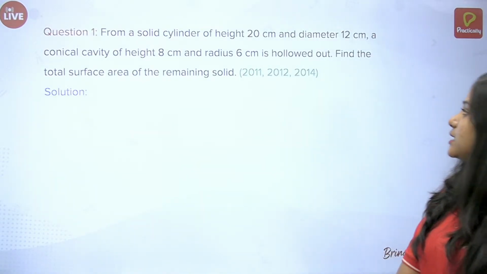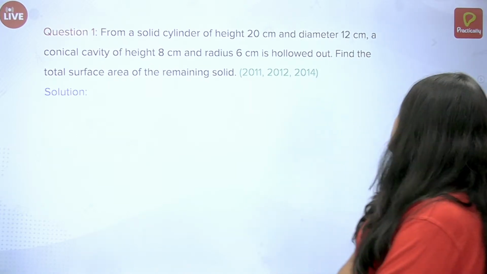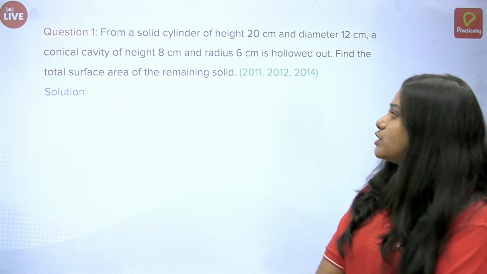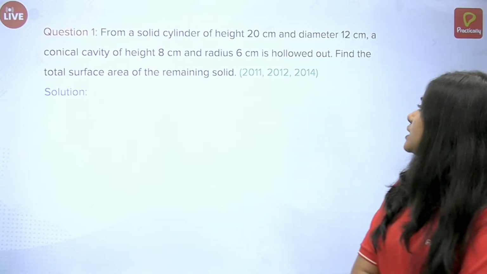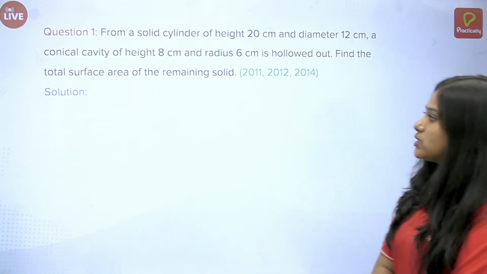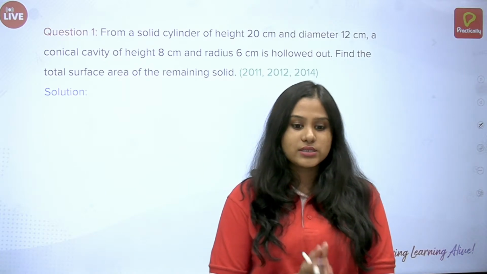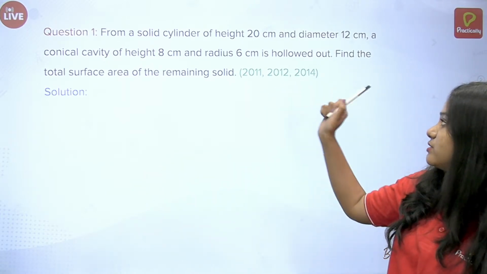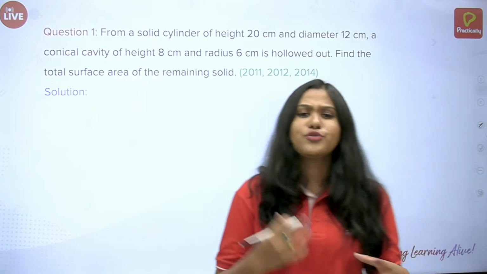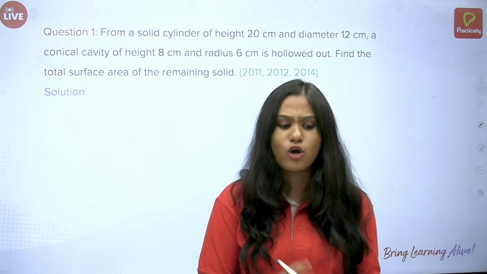From a solid cylinder of height 20 centimeters and diameter 12 centimeters, a conical cavity of height 8 centimeters and radius 6 centimeters is hollowed out. Find the total surface area of the remaining solid. If you see on the screen, this question was repeated in 2011, 12 and 2014. So there is a chance that this question might get repeated this year as well, or a similar type of question.